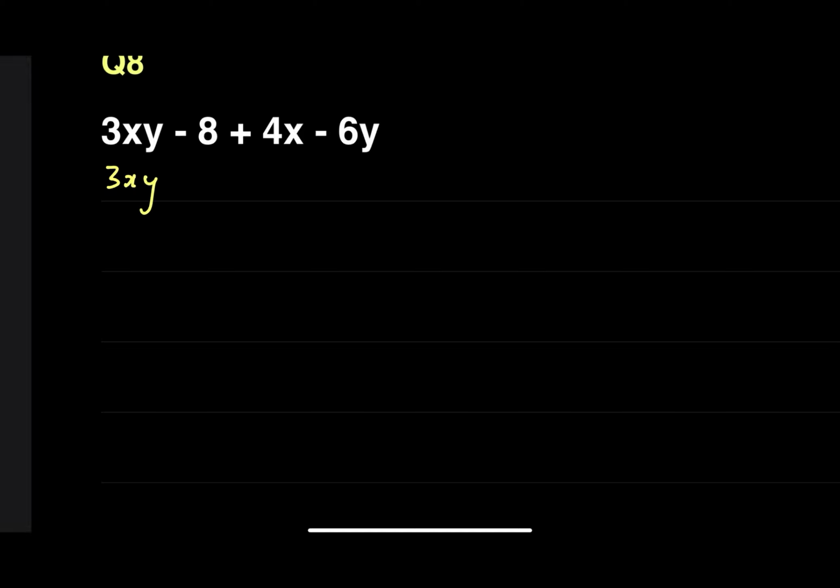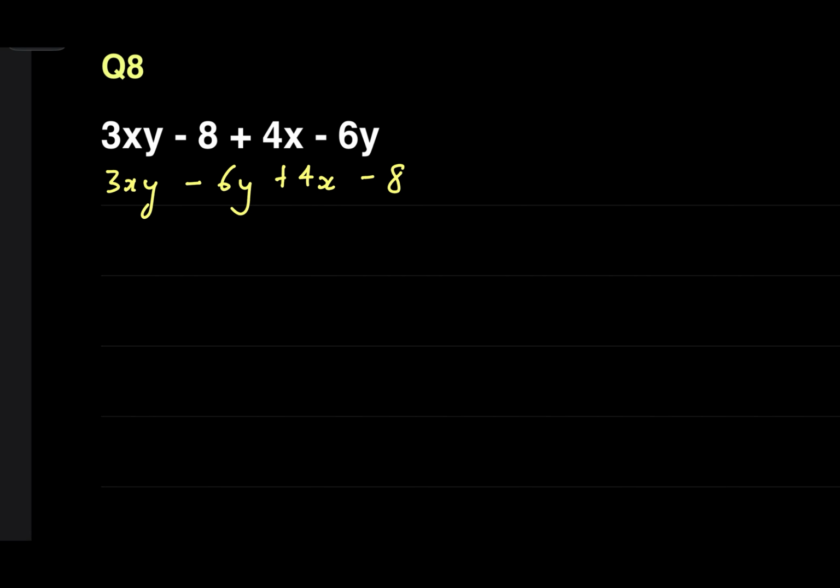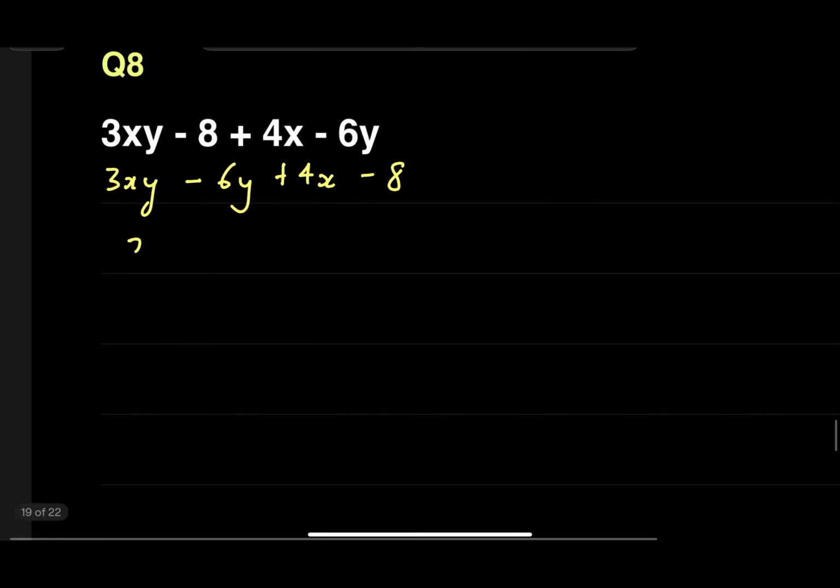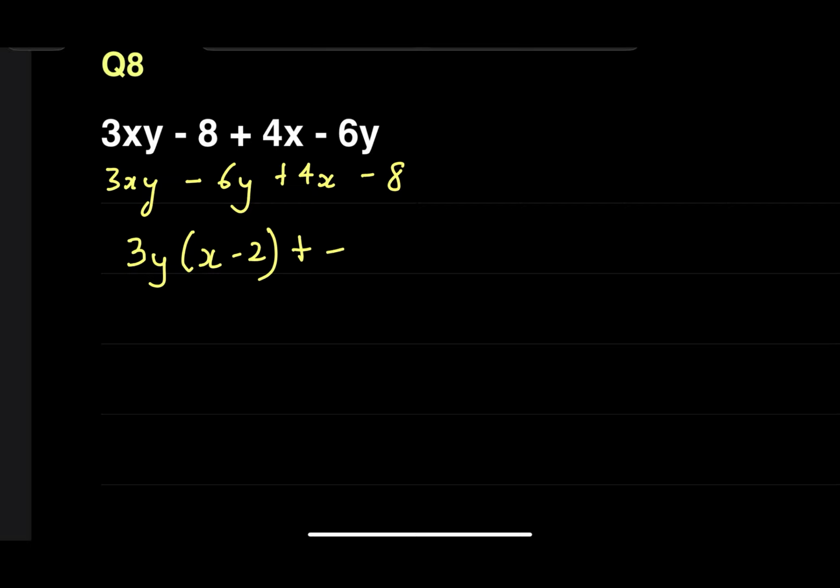3xy, I'm just rearranging, okay? Minus 6y plus 4x minus 8. I have not even started to solve, guys. I have rearranged these 4 terms. I've brought this in the second place. This is in the third place only. And I have brought this to the fourth place. Now, can I factorize it comfortably? Let's see. 3 and 6, what is common? 3y is common. X minus 2, because we have 6. Plus 4 is common. X minus 2. You understand now why we need to rearrange?